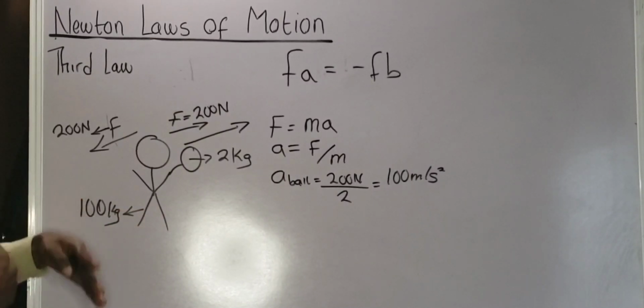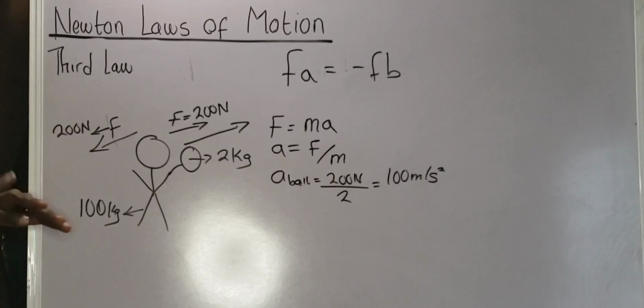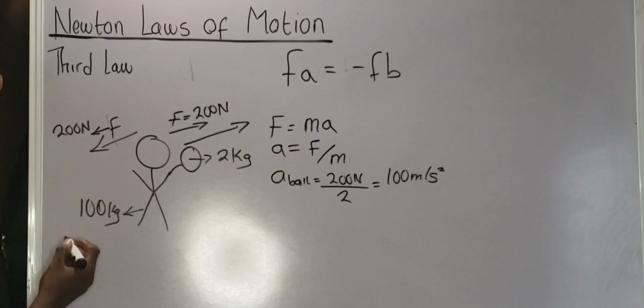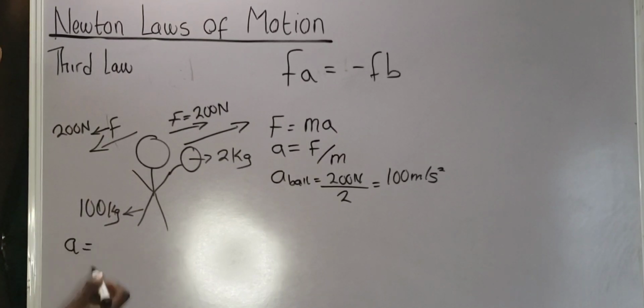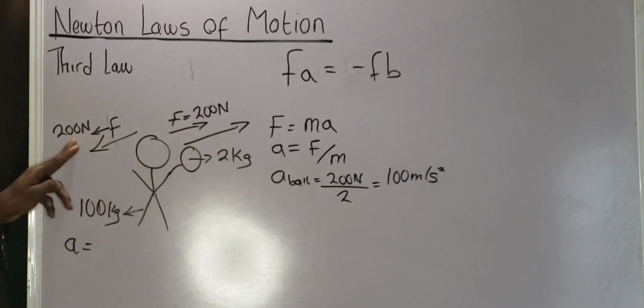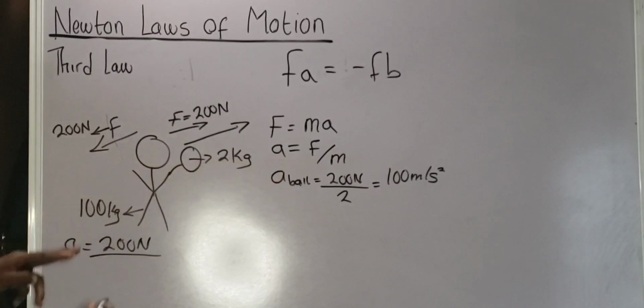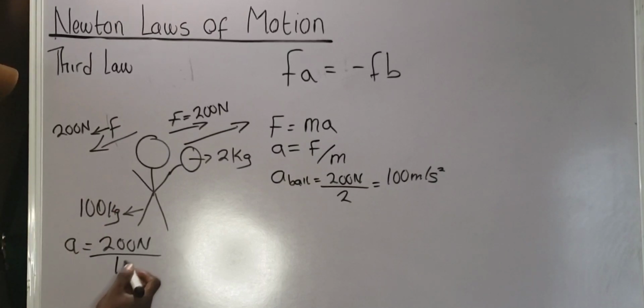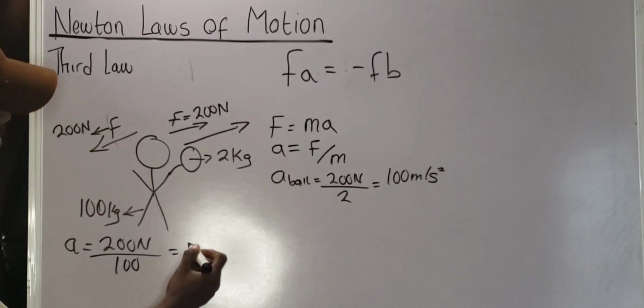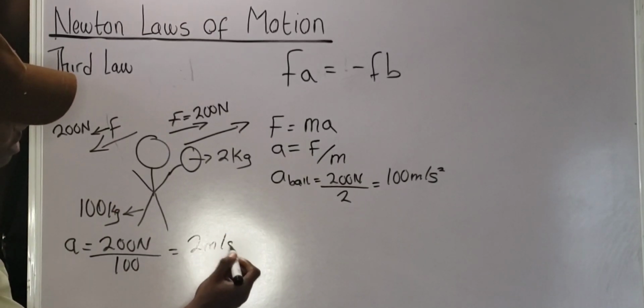It's going to have a negative acceleration because he moved opposite to the direction in which the ball is thrown. So for this, a equals what? The force is also the same, that is 200 Newton, all over the mass. The mass of the person is 100. That is 2 meter per second squared.